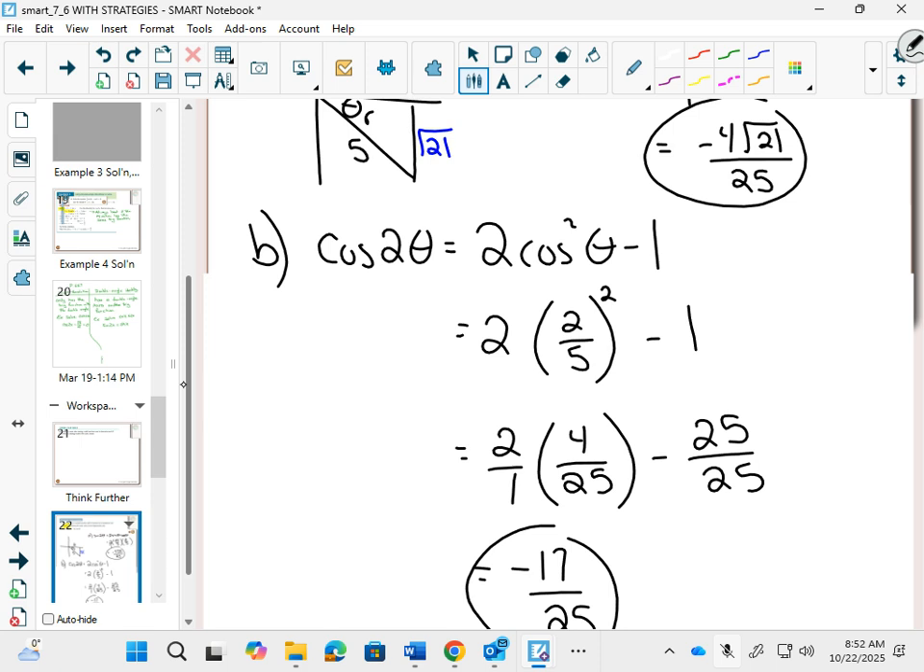Three. It's going to be in 3. Why? Because they're both negative. If you use your CAST rule, and sine of 2 theta is negative, and cos of 2 theta is negative, that tells us that 2 theta has to be in quadrant 3. Okay, circle question number 9.